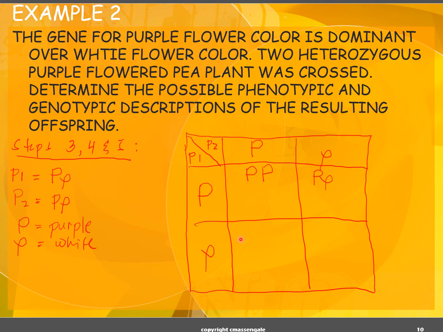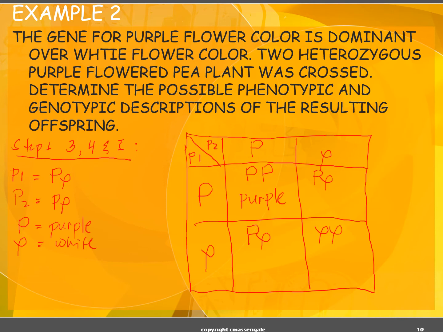And then next, this one. Ito naman yung i-cross natin. We have here capital P and small letter p. And last, ito naman, yung i-cross natin. So we have 2 small letter p. So we are done with step number 4. Now let's continue with step number 5. Let's write down the phenotype of the resulting offspring. So this one, capital P, the phenotype of this is purple.